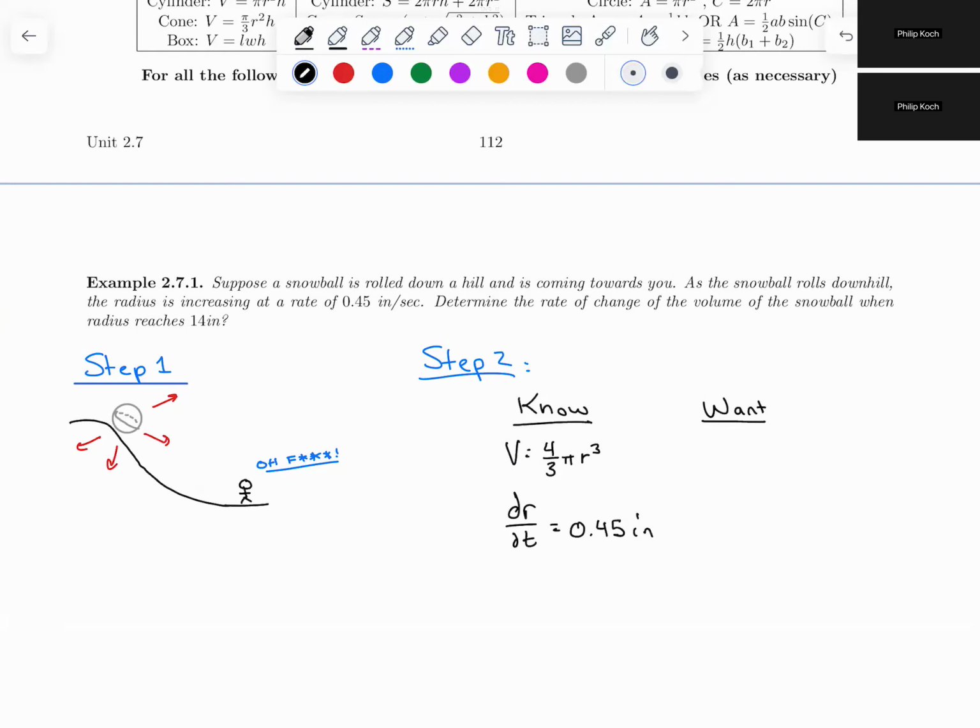So it's dr/dt because it's a derivative, it's a rate with respect to time, because as time goes on, the radius is increasing. So that's why it's dr/dt. Now, what do I want? Usually the want section only has one thing. I want to know the rate of change of the volume. So I want dV/dt. In particular, I want dV/dt when r is 14.